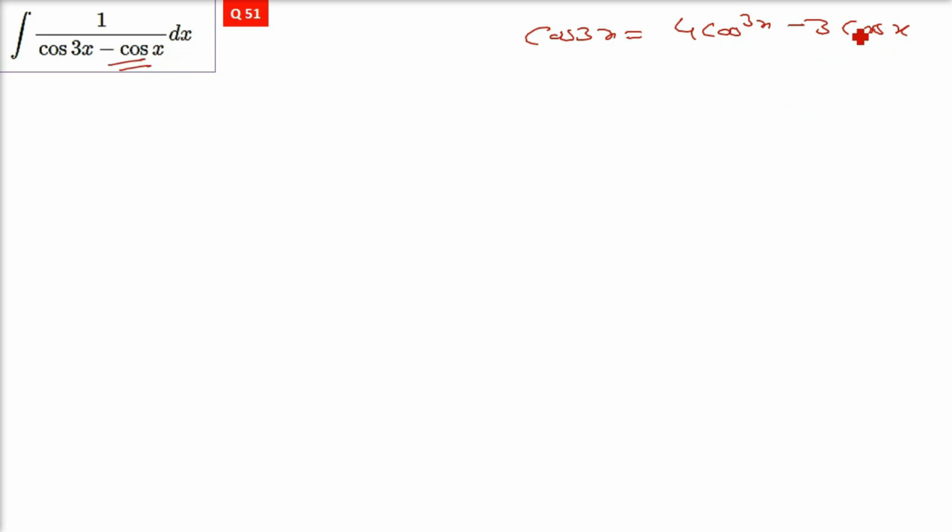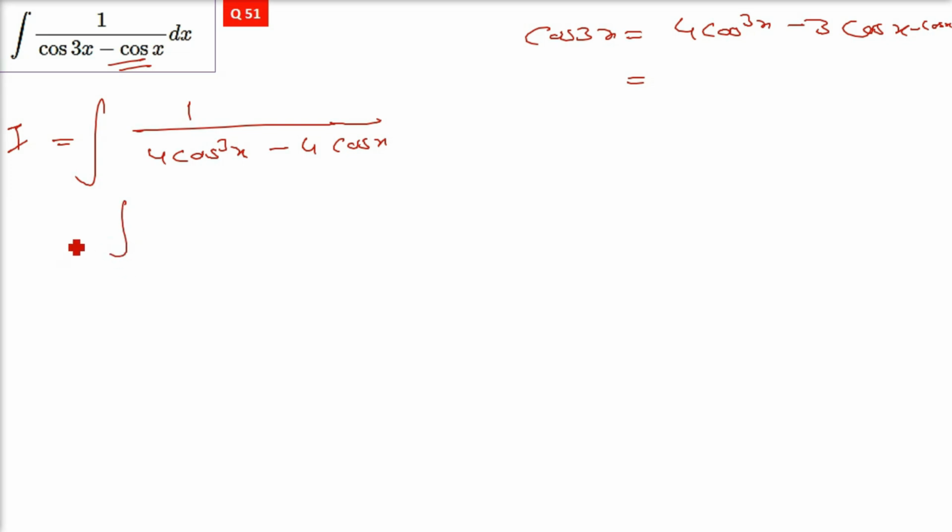When we write cos 3x minus cos x, this will be 4 cos cube x minus 3 cos x minus cos x, and that gives 4 cos cube x minus 4 cos x. So you can take 4 cos x common, because it will give a certain result. You will just see. When you take 4 cos x common, it will be cos square x minus 1 inside.